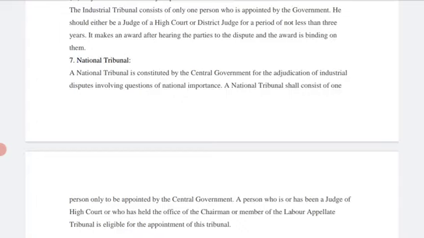See, this national tribunal is constituted by the central government. And what does it deal with? It deals with the resolving of disputes.